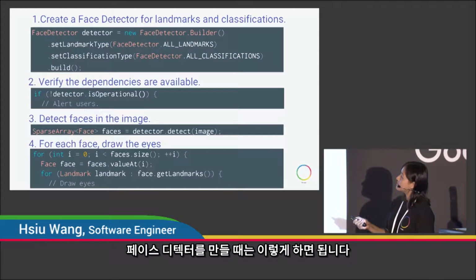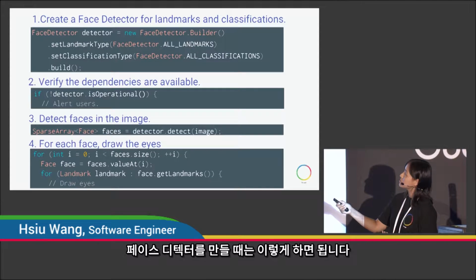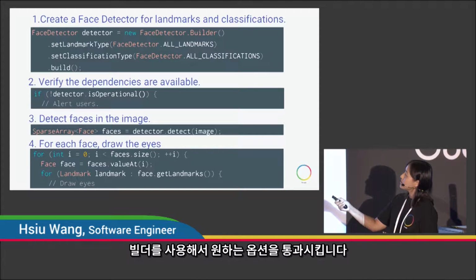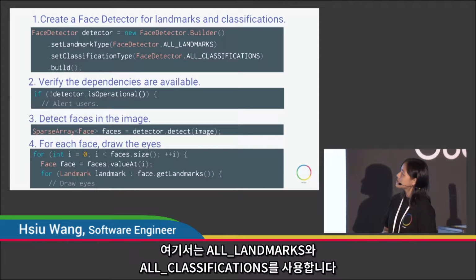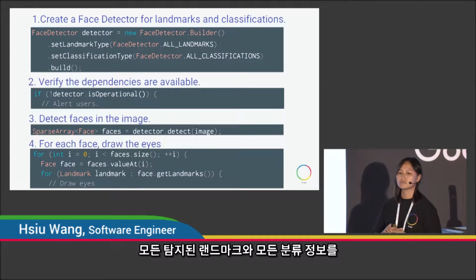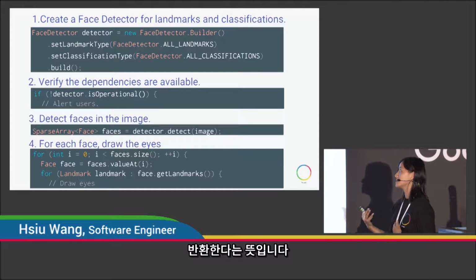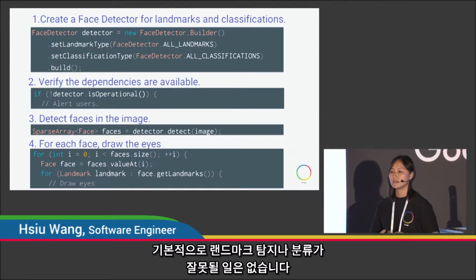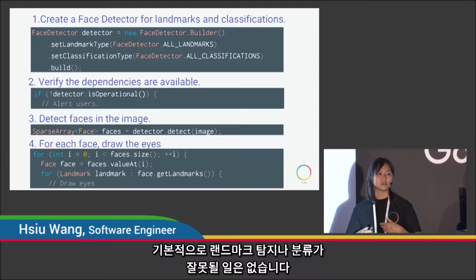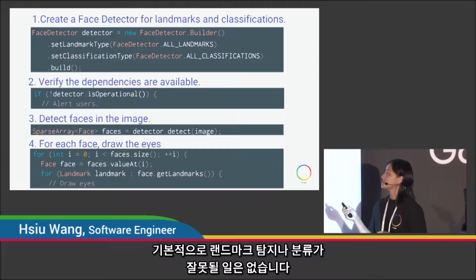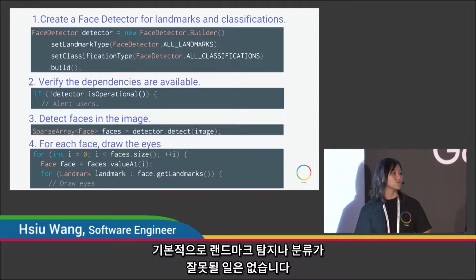So to create a face detector, this is what you do. You use the builder, and then you pass through the options you want. In this particular case, we are using all landmarks and all classifications. That just means it will return all the landmarks that it can detect, as well as all the classification information. By default, none of the detection for landmarks or classification will run.